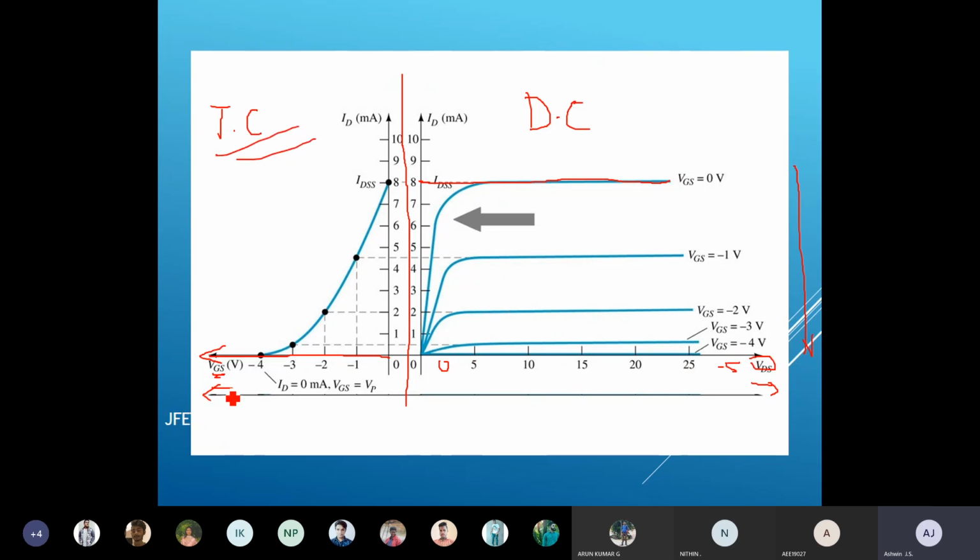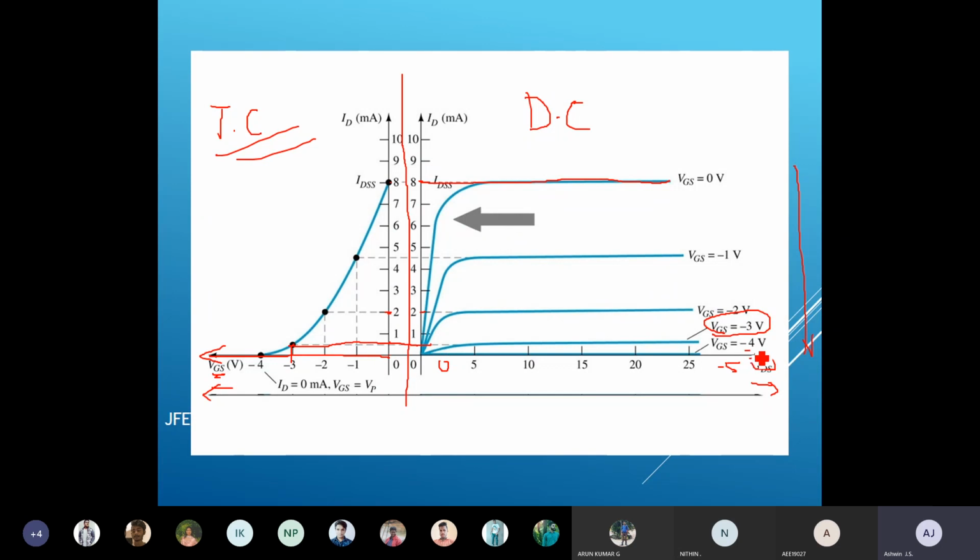In the transfer characteristics, I am going to draw the drain current with respect to your gate to source voltage. At gate to source voltage equal to 0, I got maximum current, and when I keep gate to source equal to -1, I got somewhat around this value. At -2, I got IDS equal to 2, right? So I am drawing here at -2, IDS equal to 2. And when VGS equal to -3, the current is 0.5.